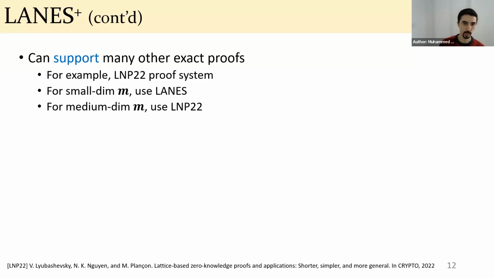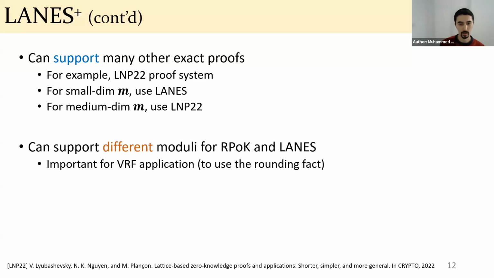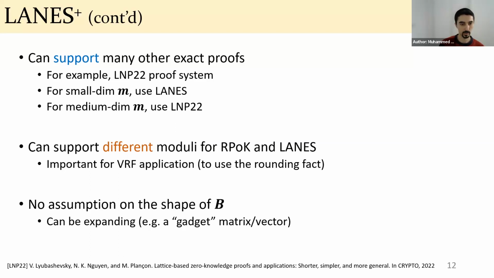And if in future someone comes up with a more efficient exact proof system, we can also just plug that in, because we are effectively making black box use of the exact proof system. And as I mentioned, we can support different moduli for the relaxed and exact proof parts. And this is important for the VRF applications, and I'm going to explain that in the next few slides.